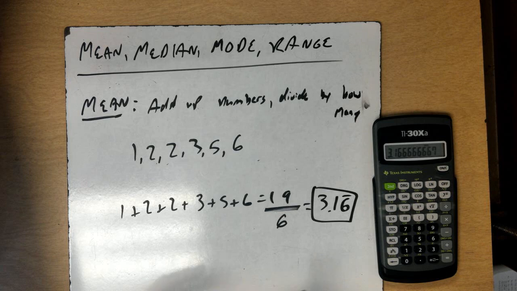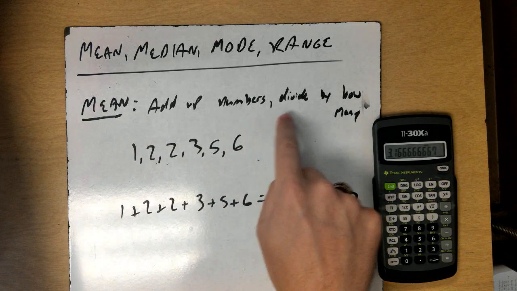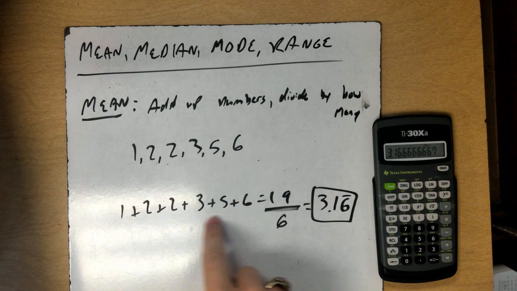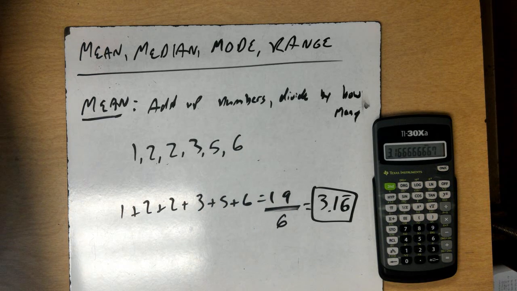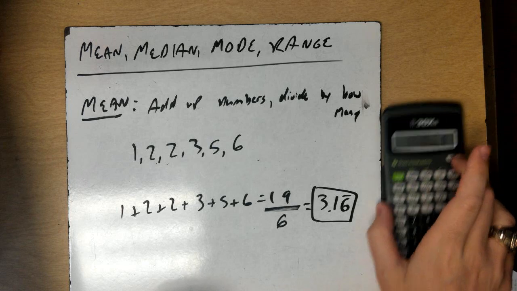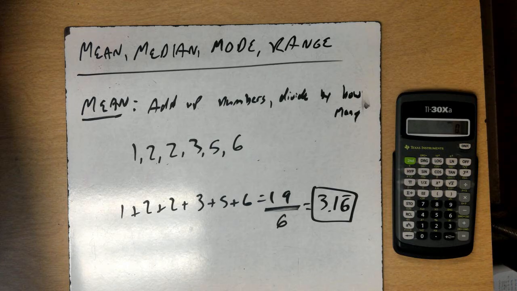Okay, so decimals are okay. It's the nature of the beast, right? It's fine if you get them. So that's how you do it. So mean: add up the numbers, divide by how many there are. We add them up, boom, 19. If there are 6 numbers, we divide by that, boom, there's our answer. Okay, simple mean, right? All right, let's move on to the median.